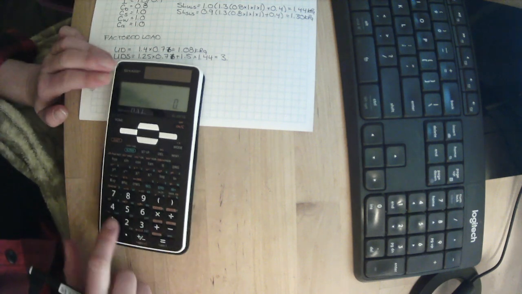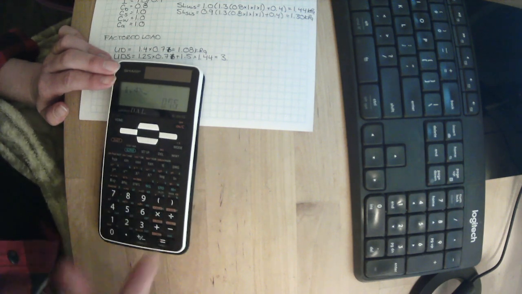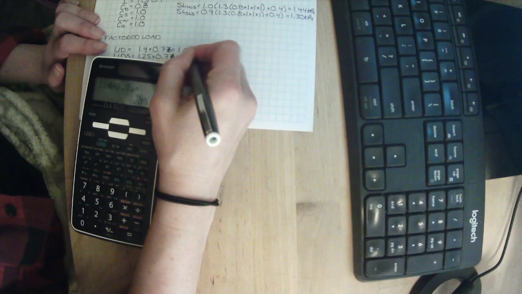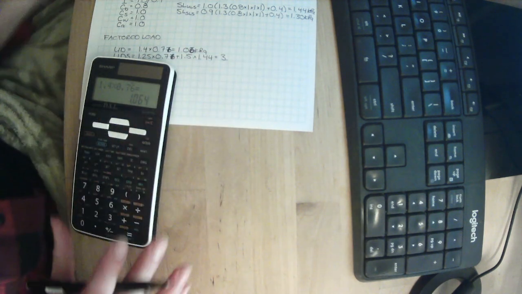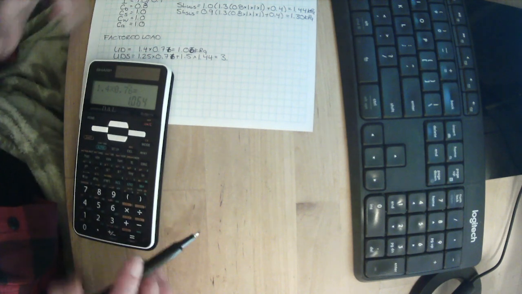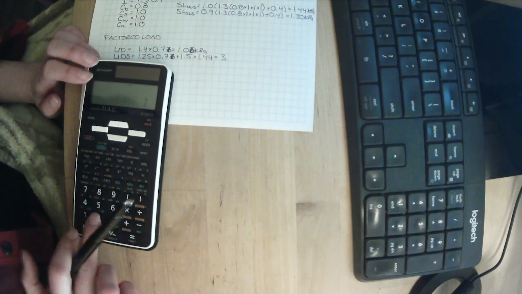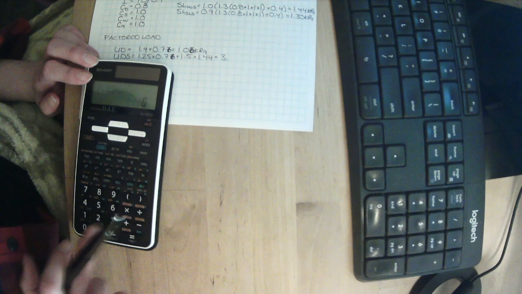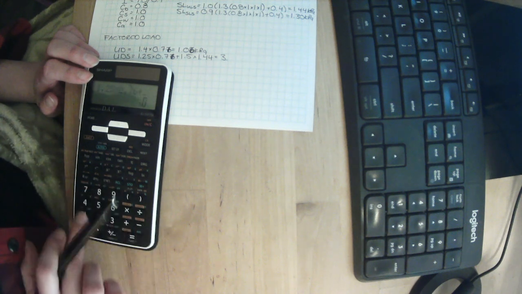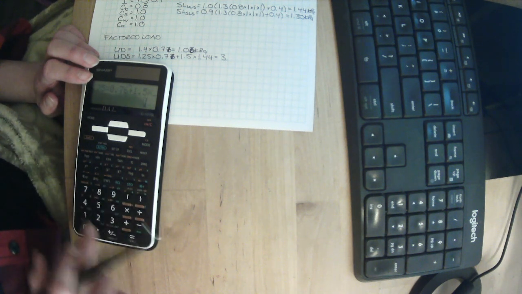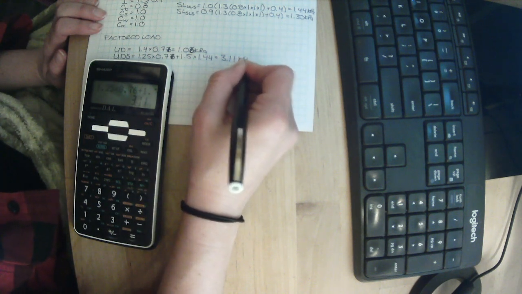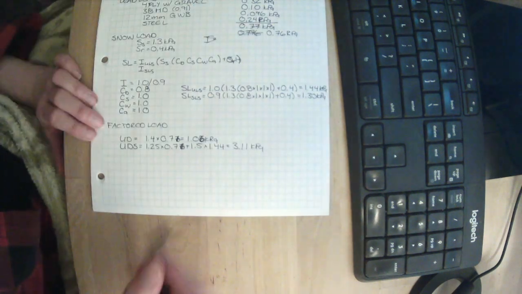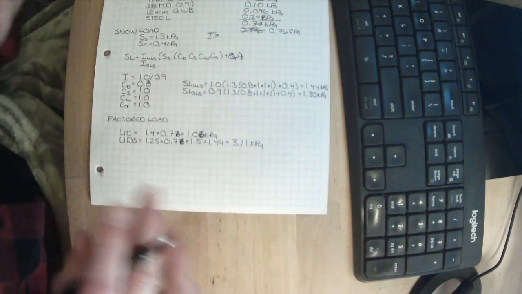So that's just 1.4 times 0.76, which would be 1.06. These are such small changes, but I just want you guys to be able to see the math work through all the way. So 1.25 times 0.76 plus 1.5 times 1.44 equals 3.11 kPa. Okay, we have a factored load.